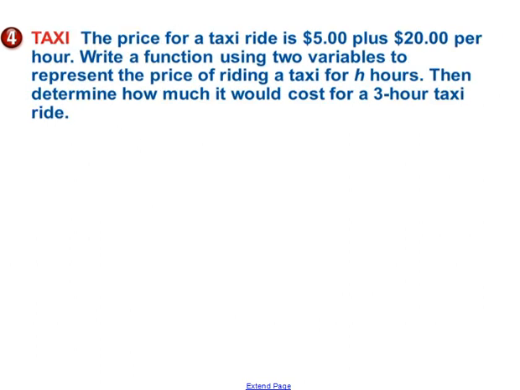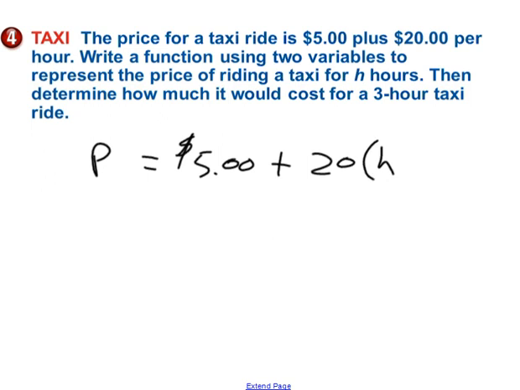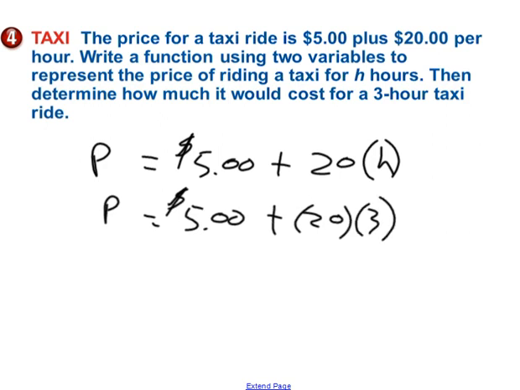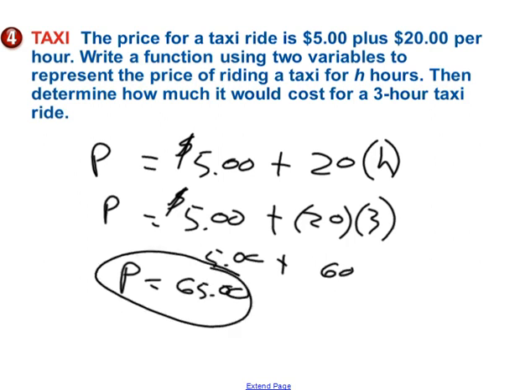One more. The price for a taxi ride is $5 plus $20 per hour. Write a function using two variables to represent the price of riding a taxi for H hours. Well, I'm going to say that P is equal to the price, and that's going to be equal to $5 plus $20 times the number of hours that I ride. All right, that's my function here, so I'm going to say then the price is equal to $5 plus 20 times 3 hours for a 3-hour taxi ride. Of course, 20 times 3 is $60. $60 plus the 5. The price to ride in the taxi for 3 hours is $65. Thank you.